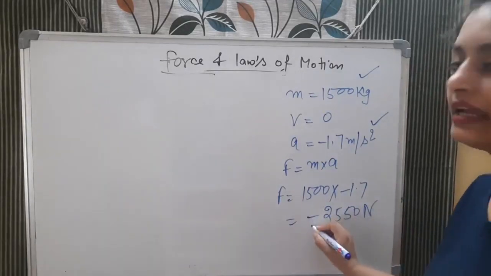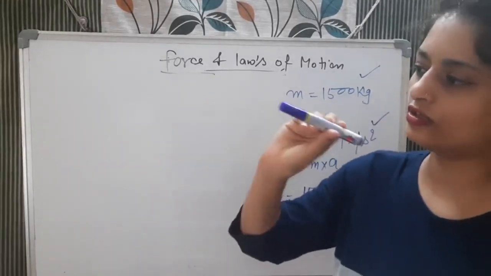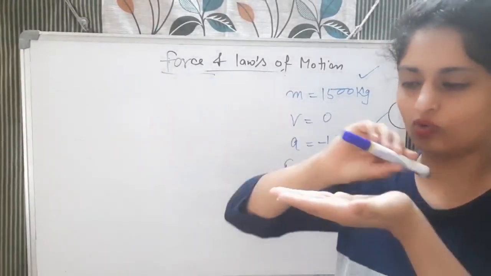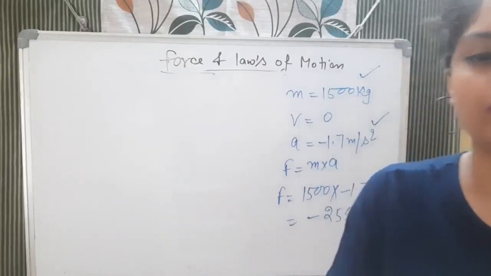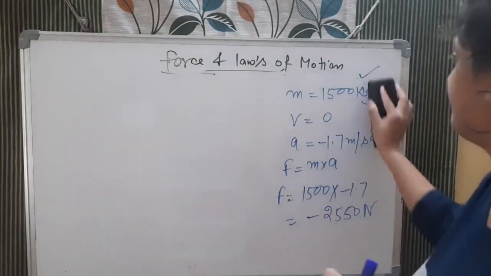Newton. Negative sign again represents the direction, that when the object is moving in this direction, the force is coming in this direction. Object is in this, force is in this. There is the opposite sign. Frictional force, very simple. Now question number 9.